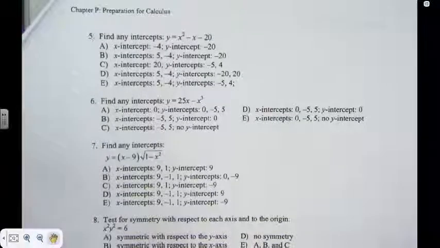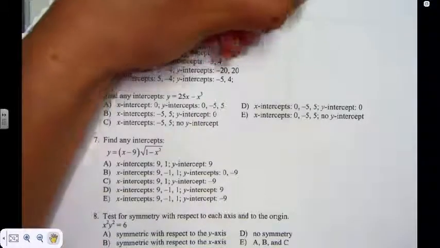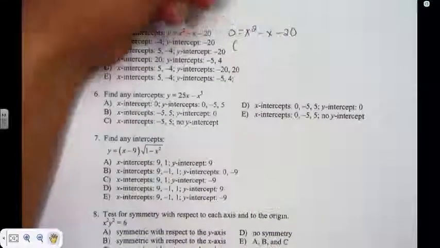For problem 5, first we're going to find the x-intercepts, and to find the x-intercepts we set y equal to 0, so 0 equals x squared minus x minus 20. We're going to factor that out. Don't mind my being left-handed, sorry.